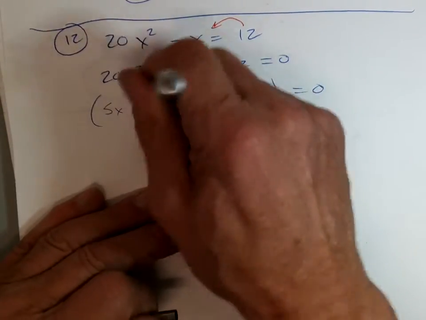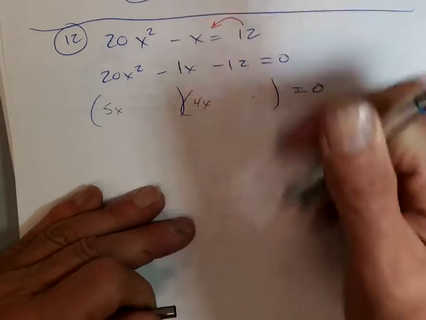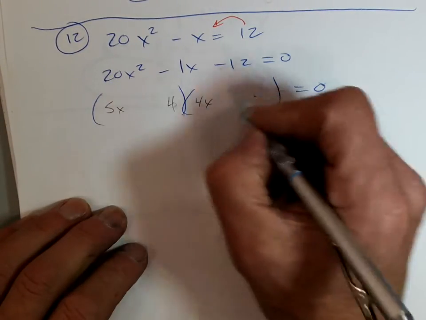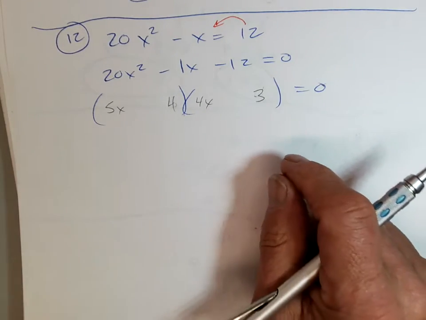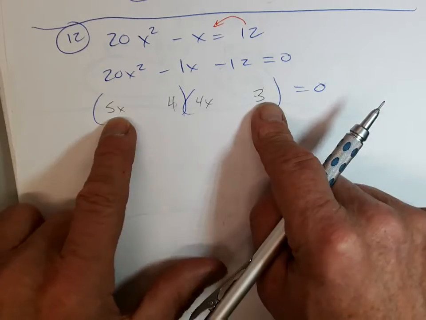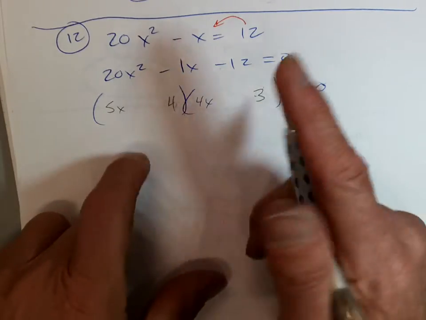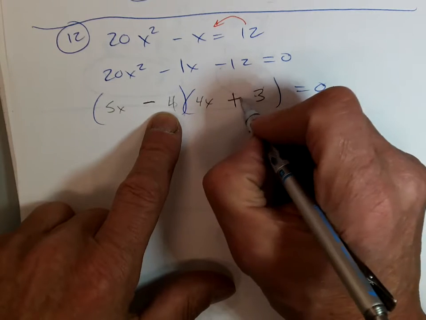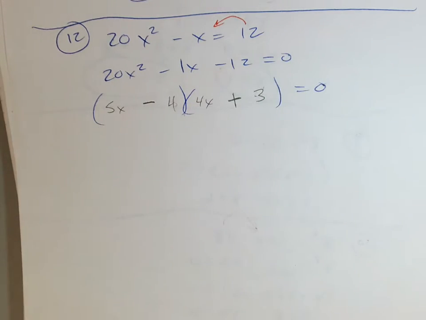Well, how about a 4 and a 3 like this? Switch around my work. Check it out. So here's a 15 and a 16. If this was a negative 16, a positive 15, I think it's going to work, right?